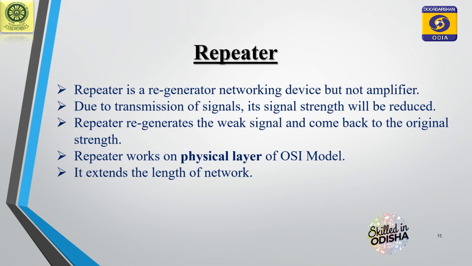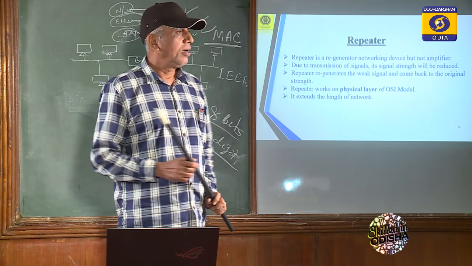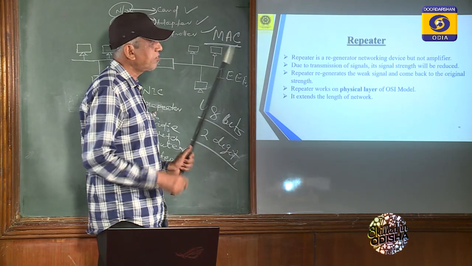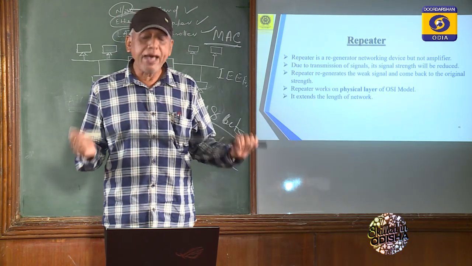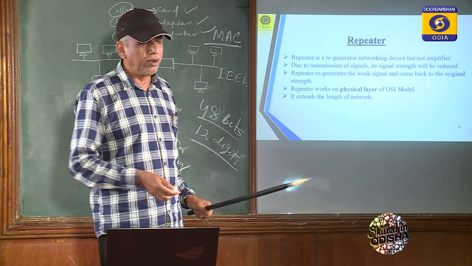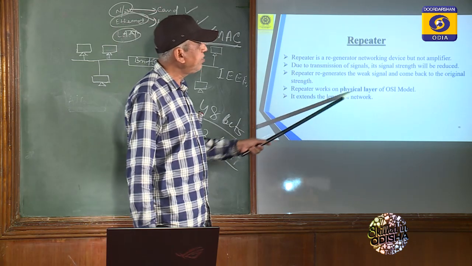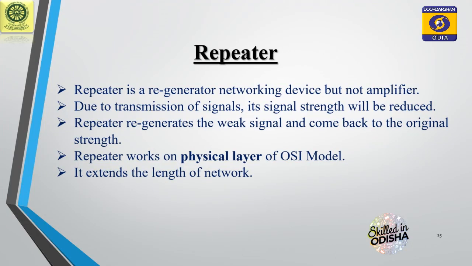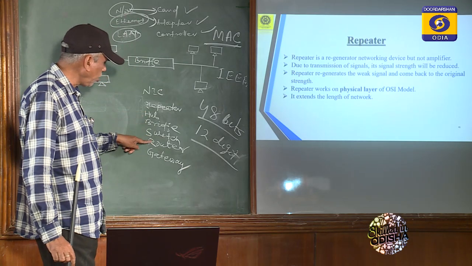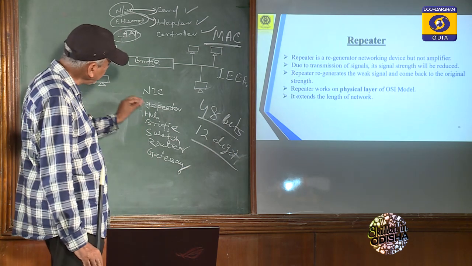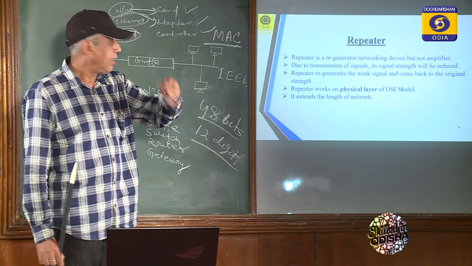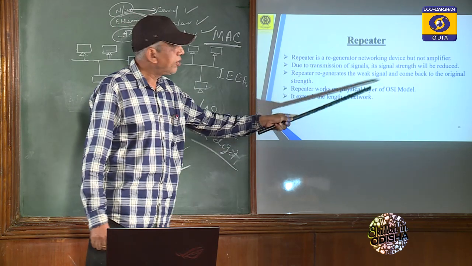Repeaters, and one thing: all these networking devices work on a particular layer of the OSI model. This repeater works on the physical layer of the OSI model. Next are the hub, bridge, switch, router, and gateway, all working on some type of layer of the OSI model.